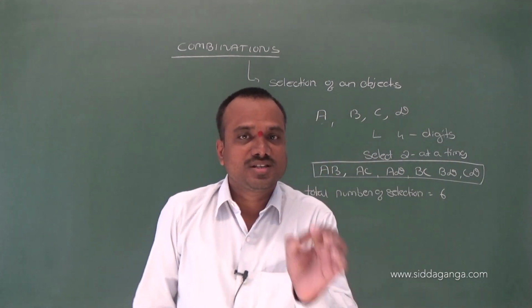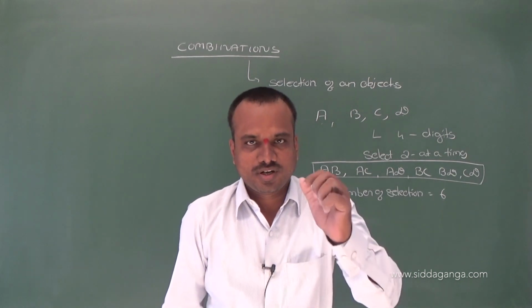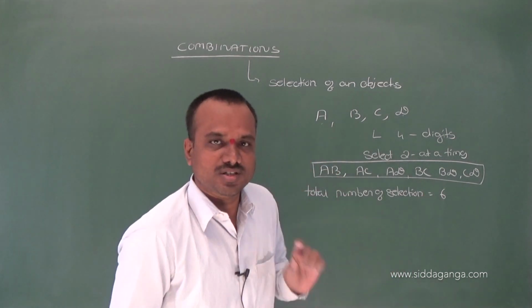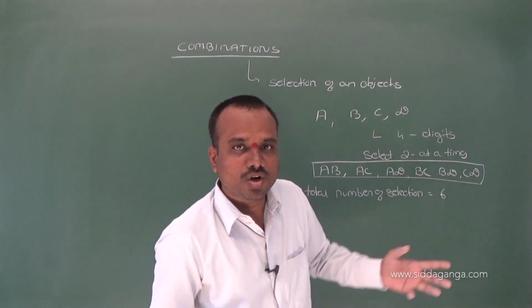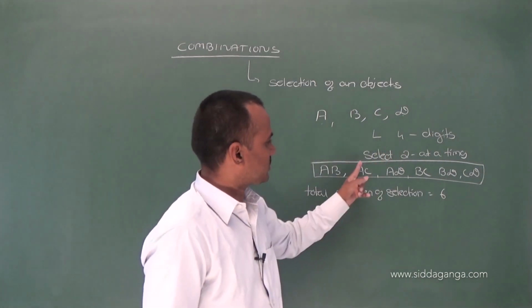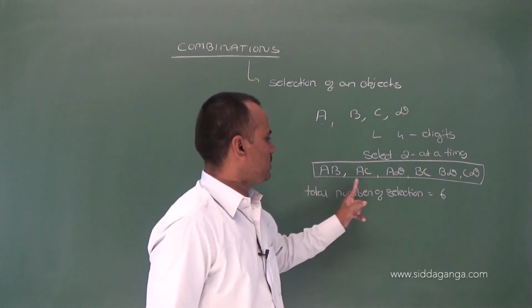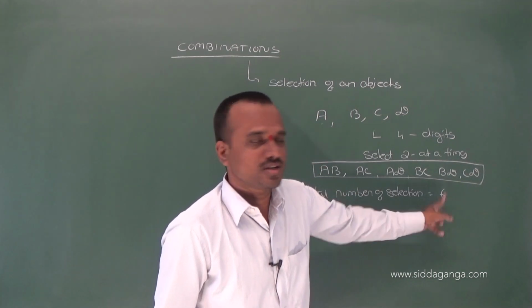This is what the combination is. Combination means selection of objects taken some at a time or all at a time. So 4 objects are there. We have to select 2 at a time. So AB, AC, AD, BC, BD, CD. So the total number of combinations is 6.